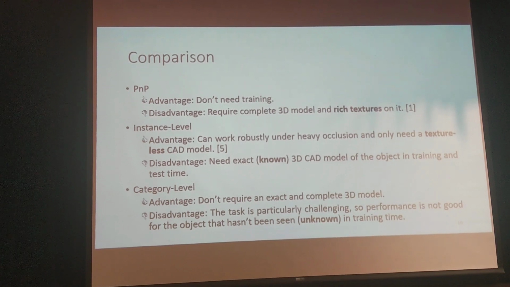This page continues with the previous page. I list the advantages and disadvantages of each method. Although the instance level method solves the texture problem, it is still limited to known objects. Therefore, the category level method will focus on unknown objects.